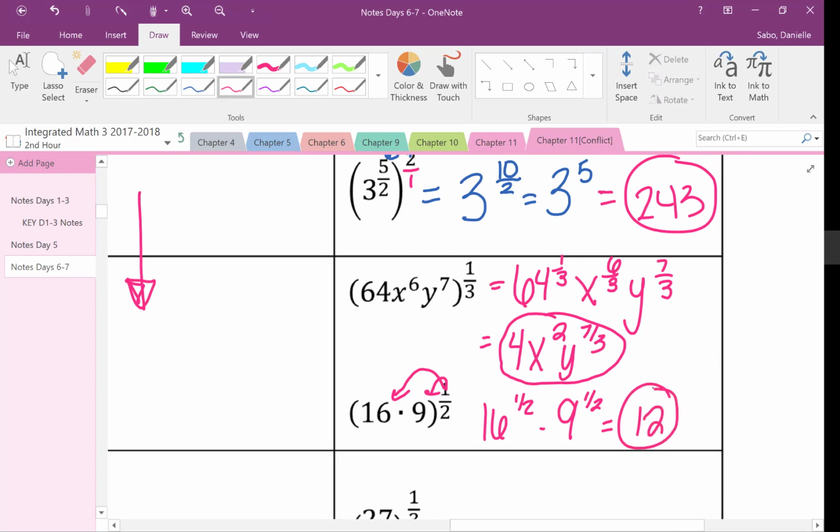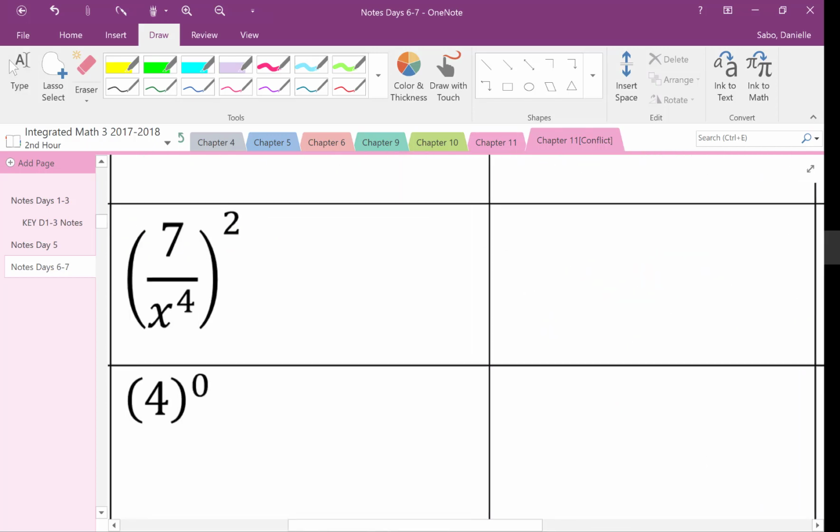Because to the 1/2 power really means the square root. That's really what that means. We're going to get more into that on the next page. What 1/2 really means is the square root, and the square root of 16 is 4, and the square root of 9 is 3, and 4 times 3 is 12. Cool? Okay. Next one here.